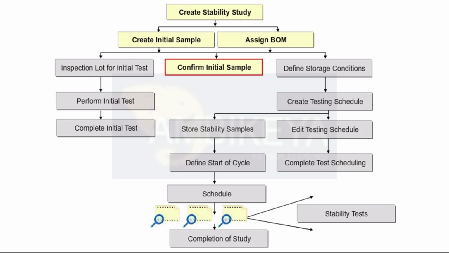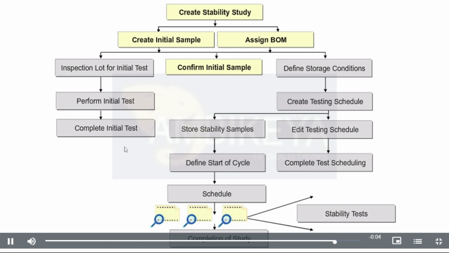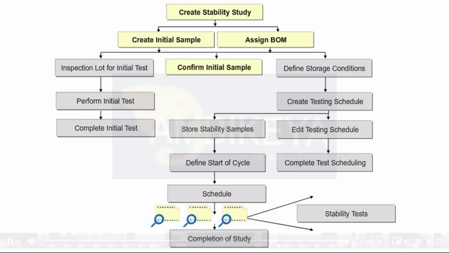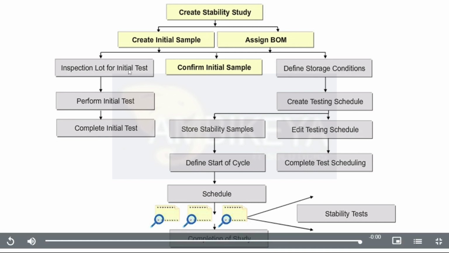When you receive the sample in the laboratory, you confirm the initial sample. This step can also be performed at a later stage. However, you must confirm the receipt of the initial sample before you can test it. If a digital signature is required to confirm the sample drawing, the system will prompt you accordingly when you confirm the initial sample.